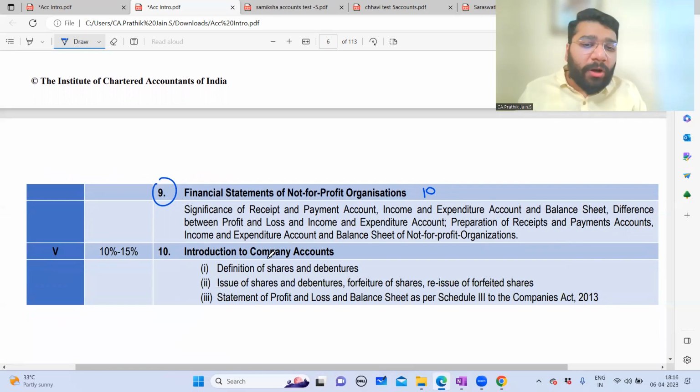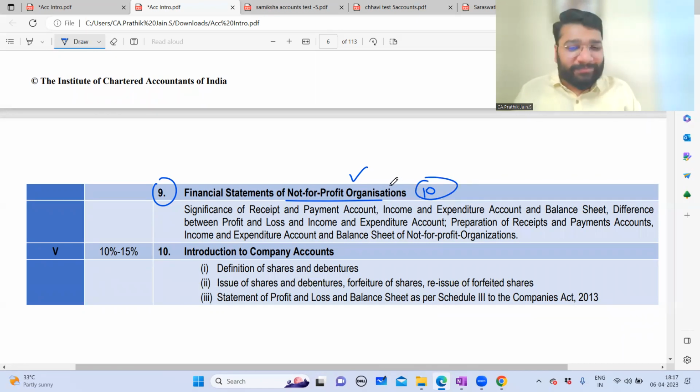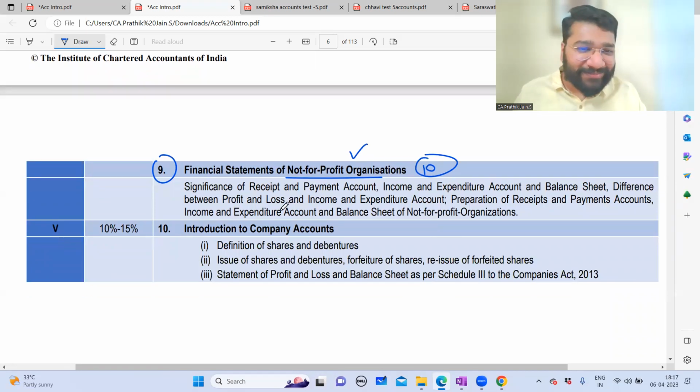So, financial statement of a not-for-profit organization. I think 12th state board people, you would have studied this. But again, in foundation, the depth is quite more. And for CBSE people, this was deleted last year. So you have no clue about this. So we have to study this properly. But this is a very, very easy topic, like that you will think. But actually it is easy only.